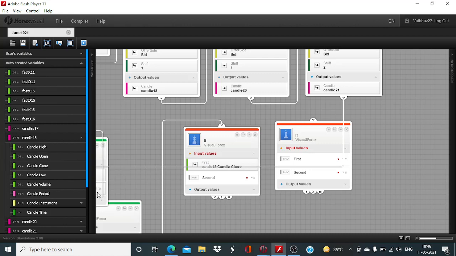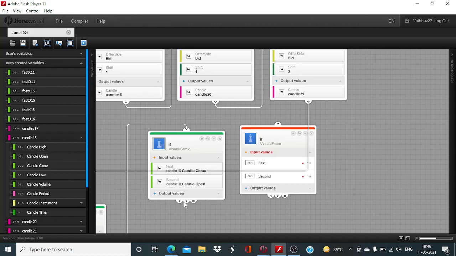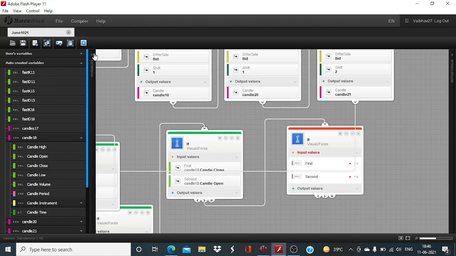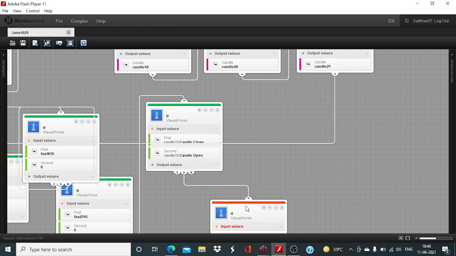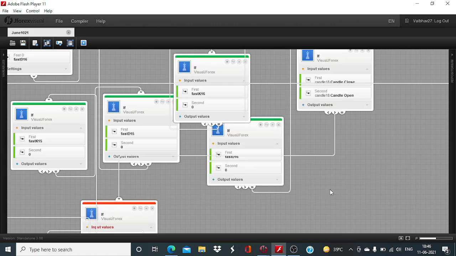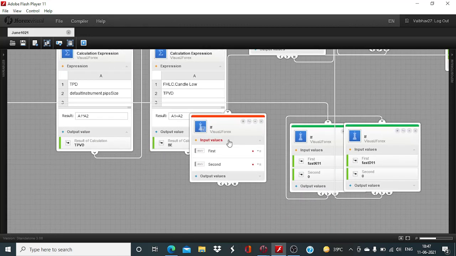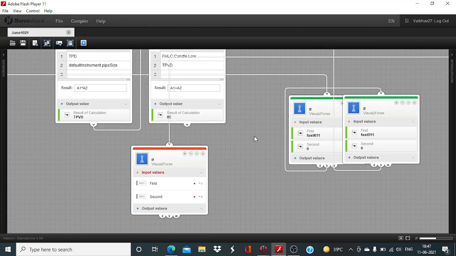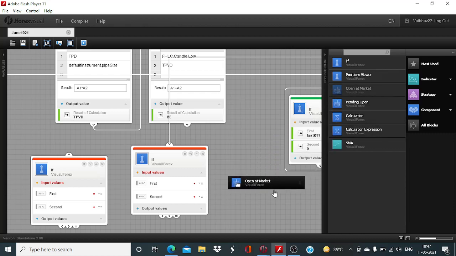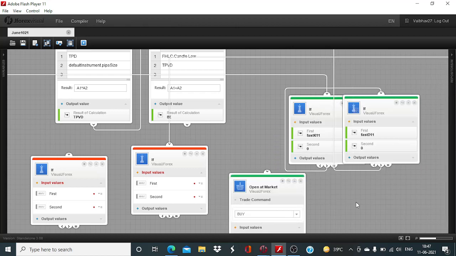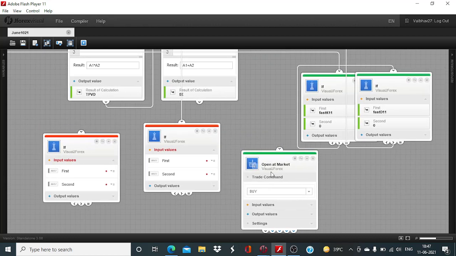So this, first input greater than second input. Okay. All right. Now all we need is to compare the price point with the closing values of the last two 10-second candles, and after that it is going to be the trade command block, and it is going to be at market price.